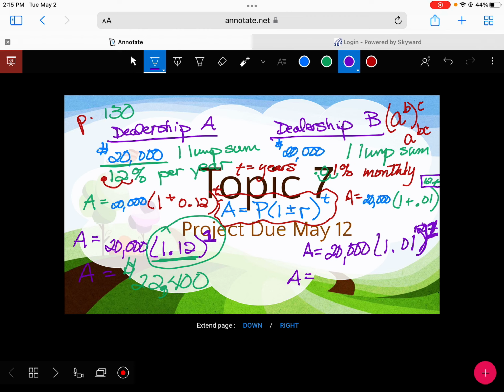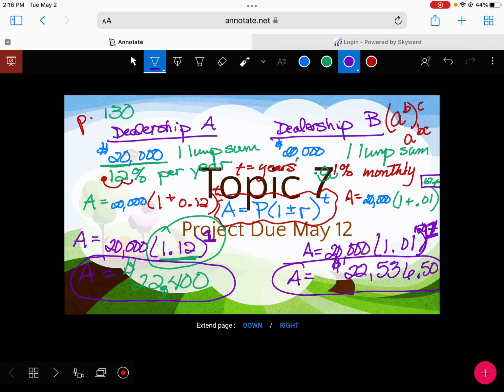Anyone? I'm like 22,536. $536. Do we have some cents? 0.50. So this is at dealership B. It's going to cost you $22,536.50 at the end of a year if you pay it off. At dealership A, it costs you $22,400. What's the better deal for you? Dealership A. Dealership A is going to be the better buy for you.